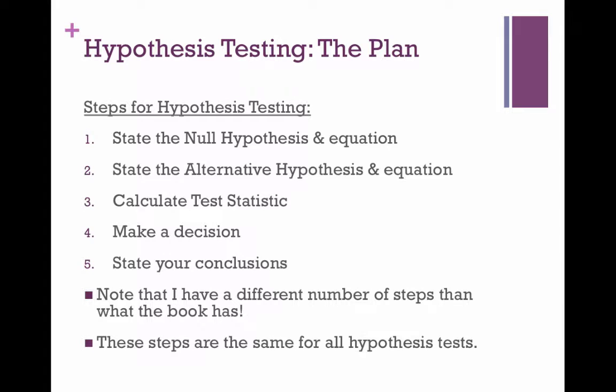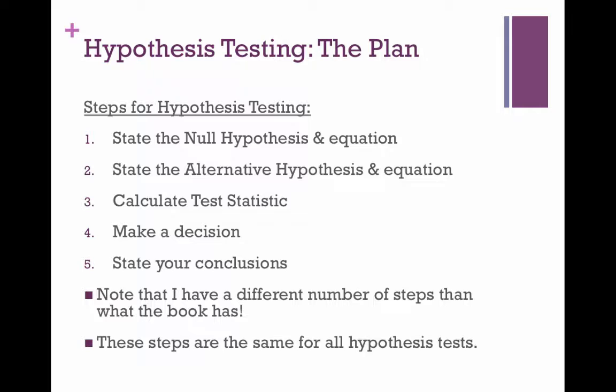So here's the plan. Steps for hypothesis testing. First step, state the null hypothesis and the equation for your null hypothesis. Step 2, state the alternative hypothesis and your equation for your hypothesis. Step 3, calculate your test statistic. Step 4, make your decision. And then step 5, state your conclusions.